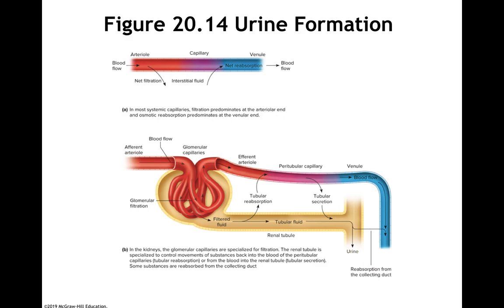So we go from the afferent arteriole into the glomerular capillaries, where liquids are filtered out and fill the glomerular capsule. The blood continues down to the venule, and the filtered fluid called filtrate goes into the tubules, where some of it is sent back and other things are added to the urine.